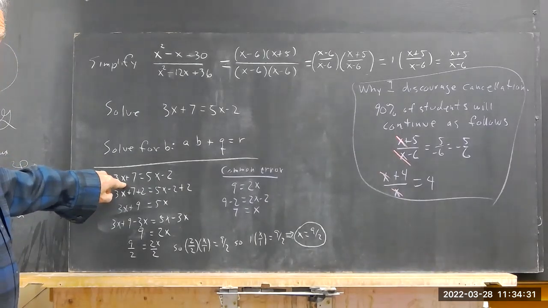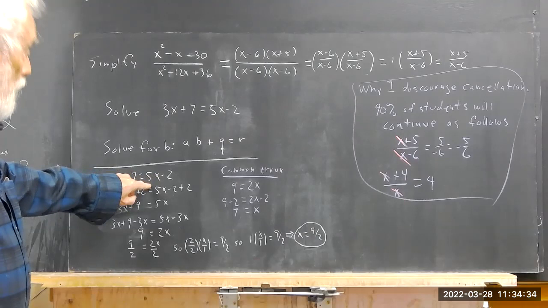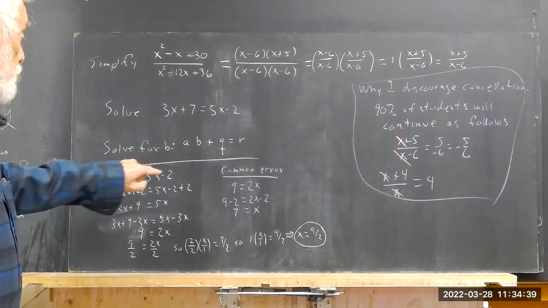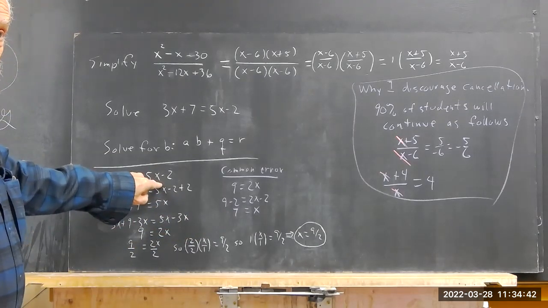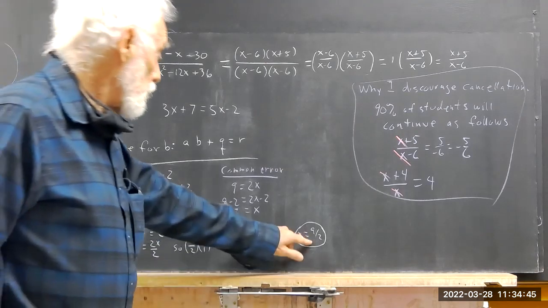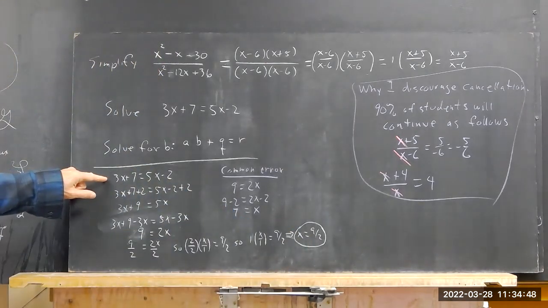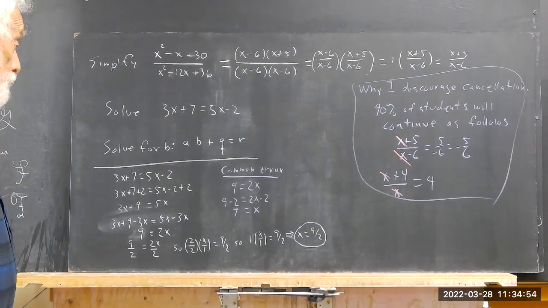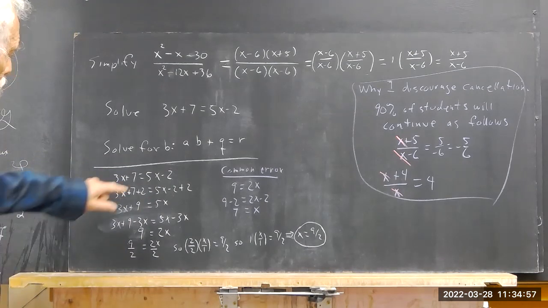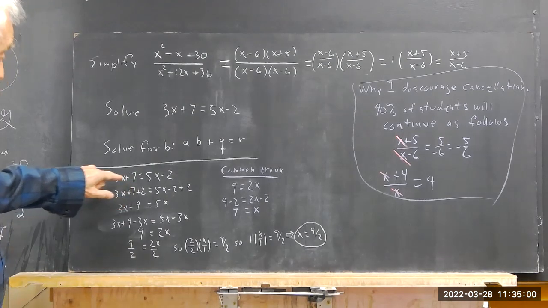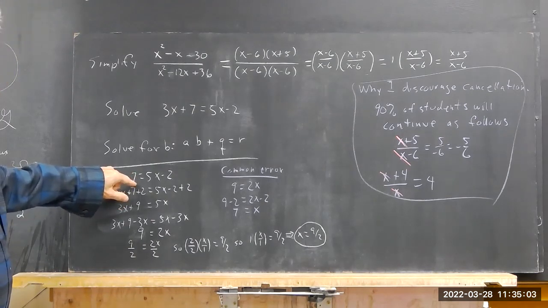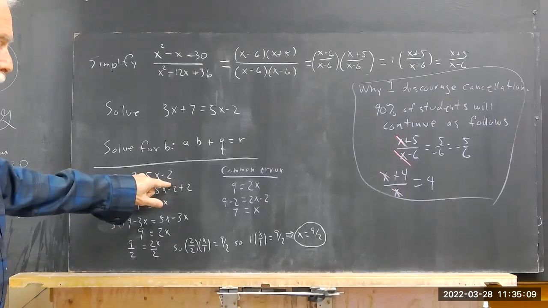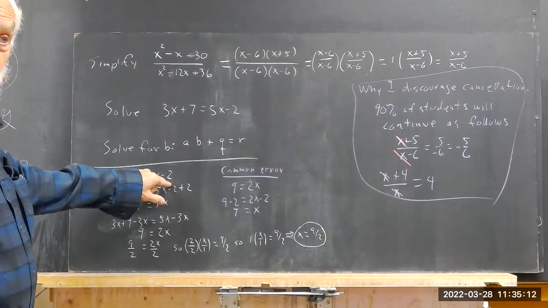3 times 7 is 21. Add 7, you get 28. 5 times 7 is 35. Subtract 2, you get 33. So if x is 7, you get 28 here and 33 here. They're not equal. Now, if x is 9/2, 3 times 9/2 is 27/2. Okay. 5 times 9/2 is 45/2. Well, 7 is 14/2. 27/2 and 14/2 is 41/2. And 45/2 minus 4/2, which is -2, is 41/2.